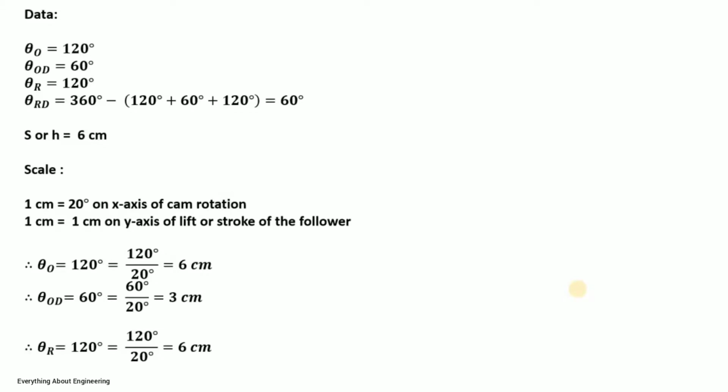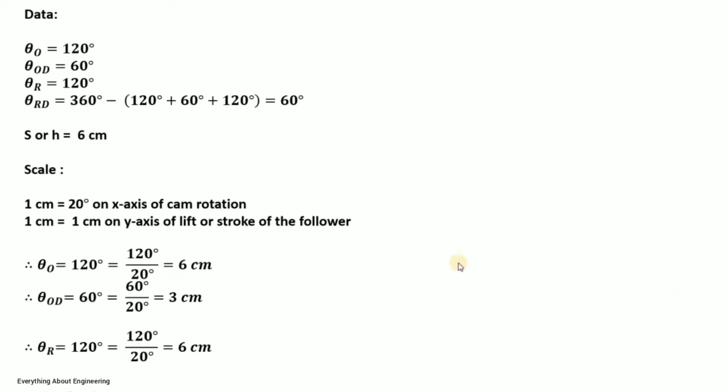The data is written over here. So outstroke is 120°, outstroke dwell is 60°, return stroke is 120°, and the remaining angle will be the return dwell, that is 360 minus the summation of all these three angles. So it is 360 minus (120 plus 60 plus 120), which will be nothing but 60°. Lift or stroke of the follower is given as 6 centimeter and minimum radius of the cam is given as 5 centimeter.